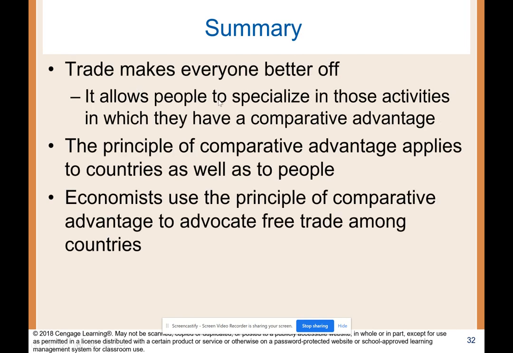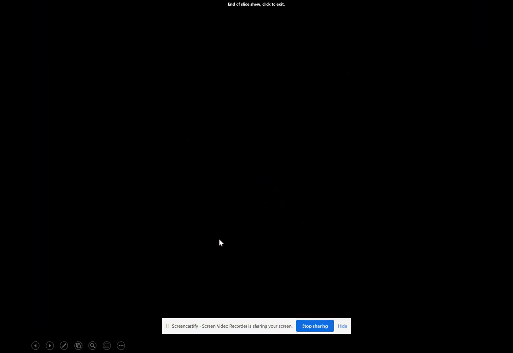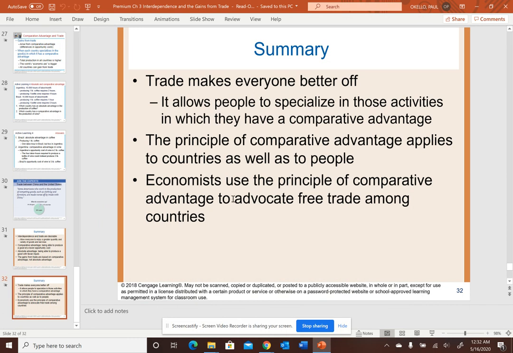Trade makes everyone better off. It allows people to specialize in those activities in which they have a comparative advantage. The principle of comparative advantage applies to countries as well as to people. Economists use the principle of comparative advantage to advocate free trade among countries. And that is the end of chapter 3. Let's look forward to chapter 4.